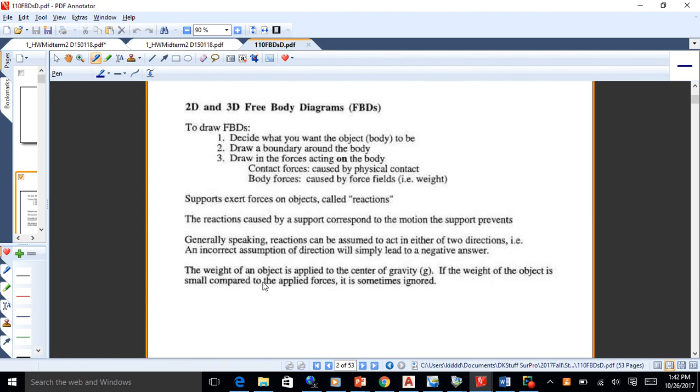So what we're going to do first is figure out what we want the object, which is called a body, to be, draw a boundary around it, and then draw on the forces acting on it. Forces are either caused by direct physical contact, or they can be caused by force fields like gravity.